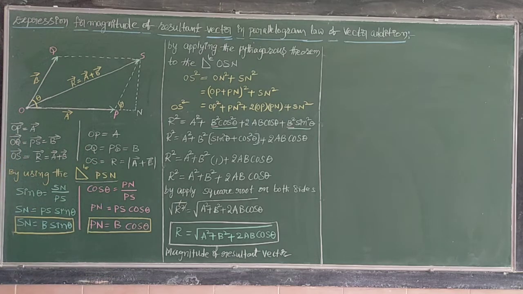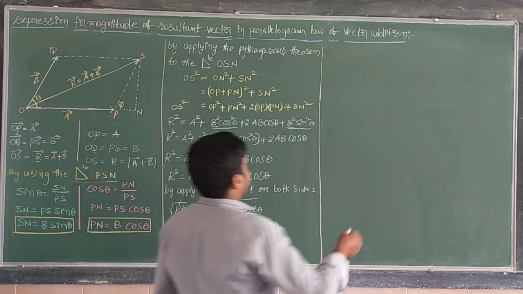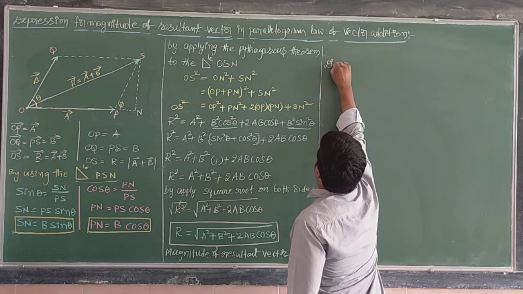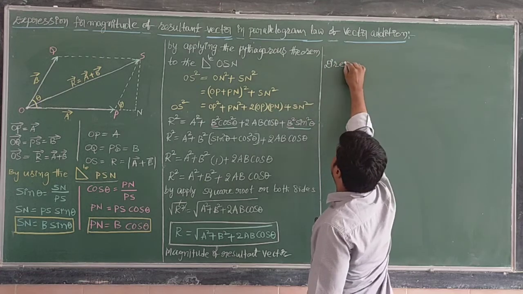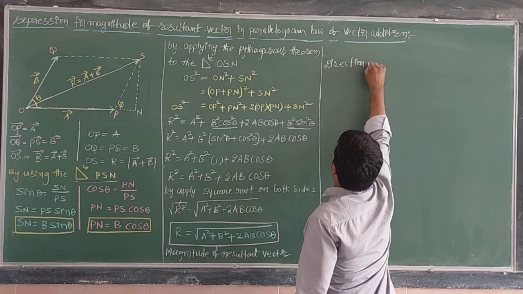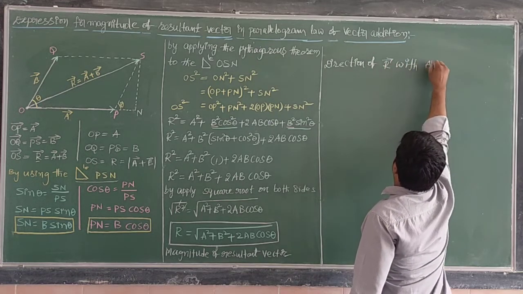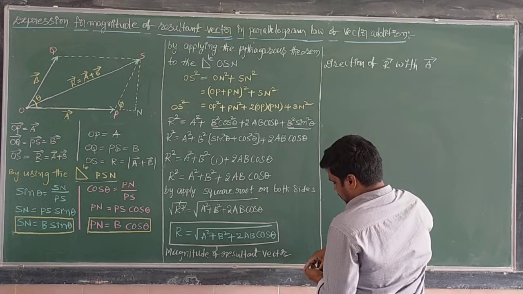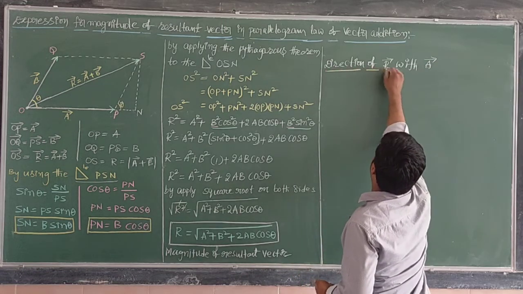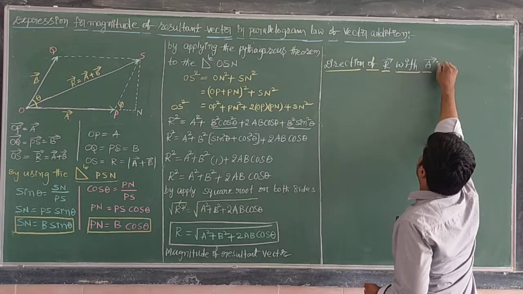Then, sir, what is the direction of the resultant vector with A bar? That means the resultant vector is at how many degrees from the A bar vector. To find this, once again we have an explanation. See the result, next continuation. Direction of R bar with A bar.